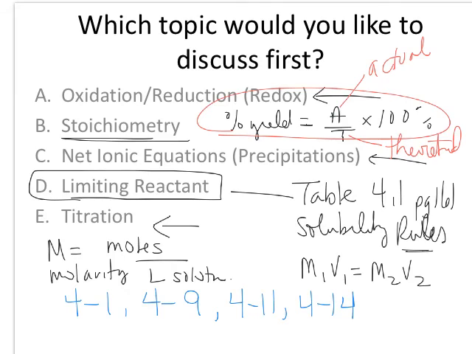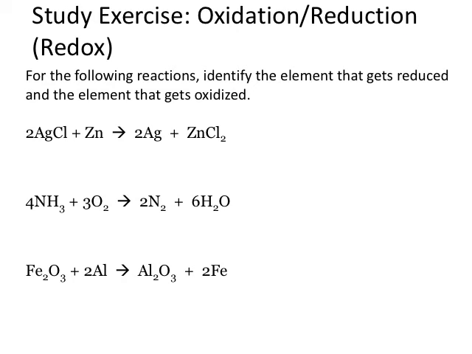Okay, let's start going. The first reaction has to do with oxidation reduction, redox. So this is section 4.9, and that's page 175. And this problem will be due. It's a 4-1 problem. This is important to know how to do for the exam.